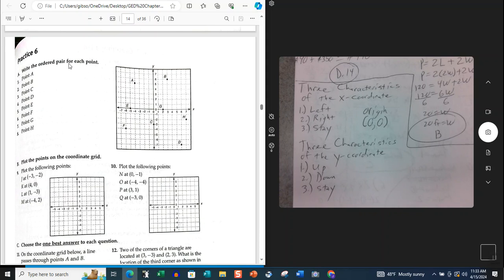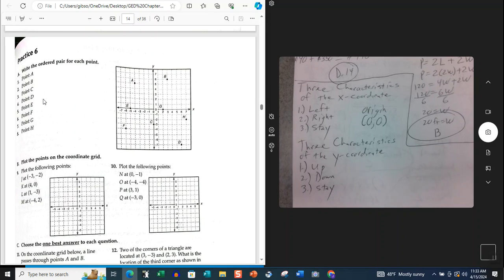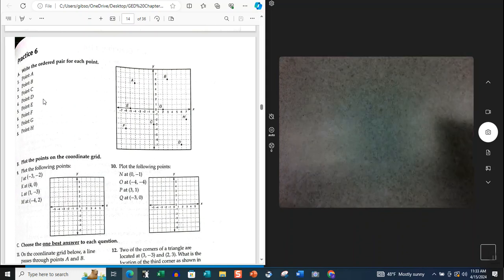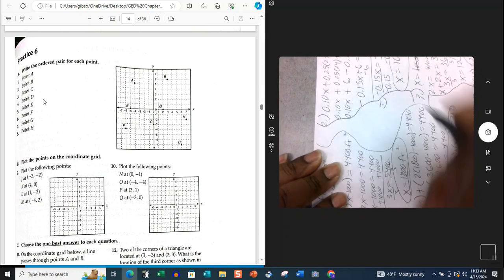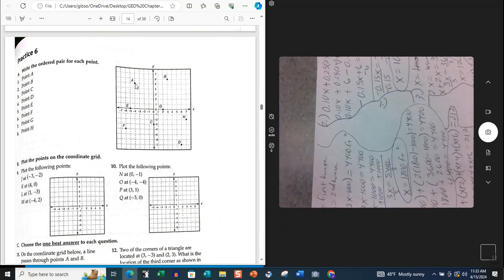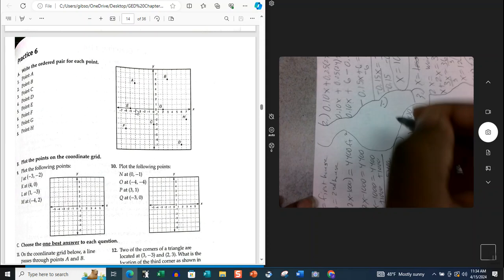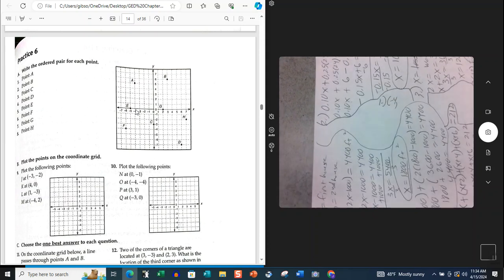So now it says write the ordered pair for each point. Now we look here at point A, which is number 1. You see this point here. So we go down here to the origin, and on the x-axis we come here to -4. So your x value is -4.